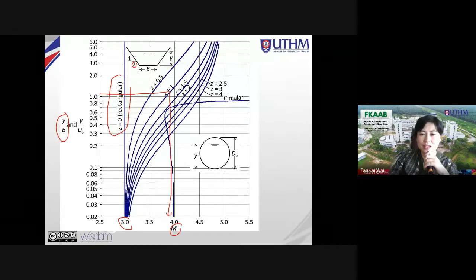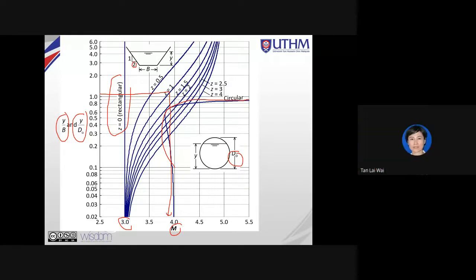This is circular. For circular, this is D naught. That means you are using this Y over D naught. For rectangular and trapezoidal, you are using Y over B to read the Y-axis value. Then you can read your M. Okay.